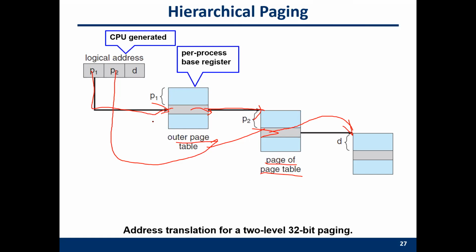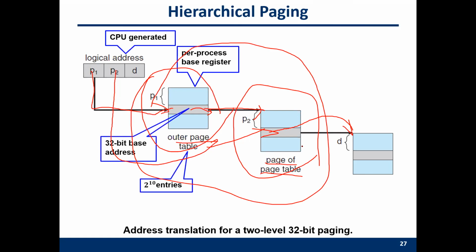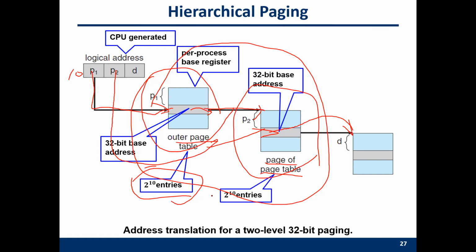So instead of the entire large one, they divide the large page table into two small page tables. Because we have 10 bits here, we use these 10 bits to index this table. We only have 2 to the 10 entries here. And this one is also 2 to the 10 entries because these are also 10 bits. So this is 1K, and this is another 1K.